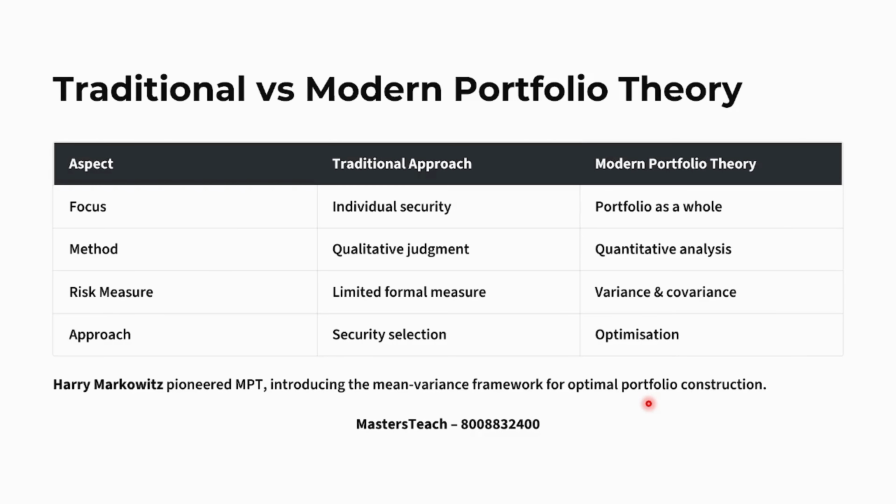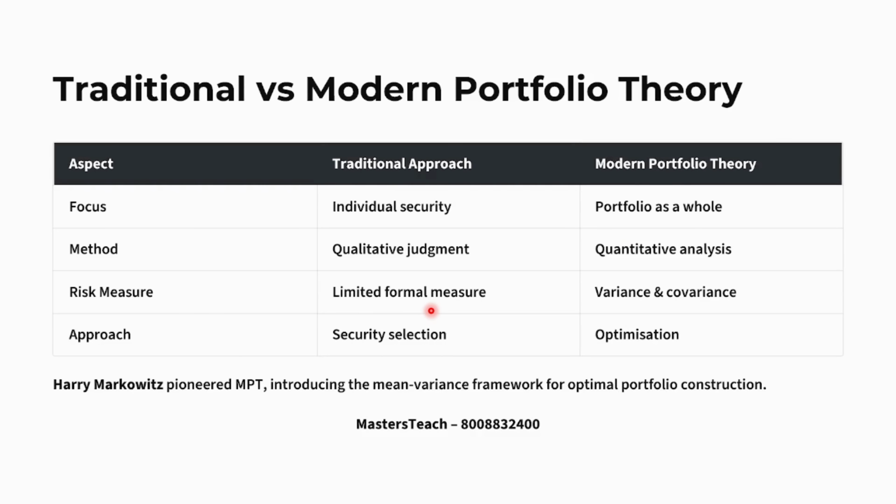Then traditional versus modern portfolio theory. How our forefathers invested traditionally, and how the portfolio is now. Focus: previously it was individual security, nowadays it is the portfolio as a whole. Previously they used to invest only in stock or in real estate or in fixed deposit. Nowadays people are investing in gold, in the stock market, in fixed deposit, in real estate. So it is a portfolio as a whole nowadays.